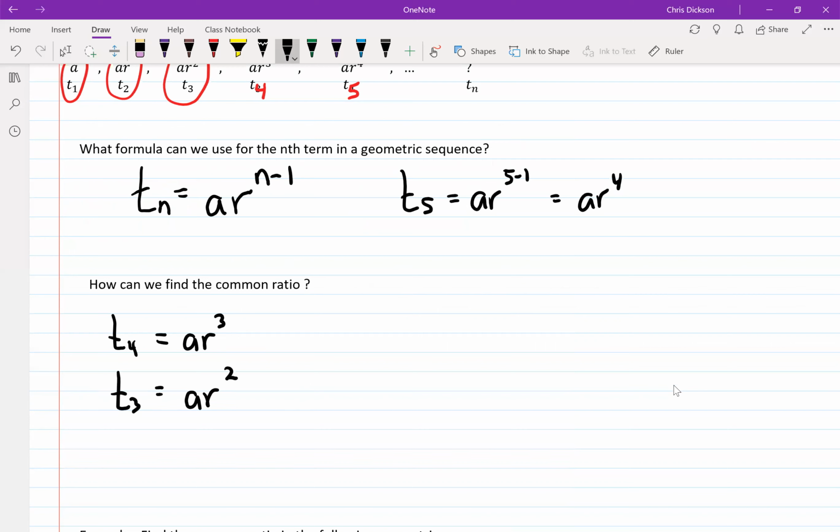So one way you could do this is divide the two terms. You could divide T4 by T3, and that would give you A divided by A, so the A's would cancel. And then you would have R to the 3 divided by R to the 2, which is R to the 1. So let's see if we can maybe use a set of numbers to prove this.